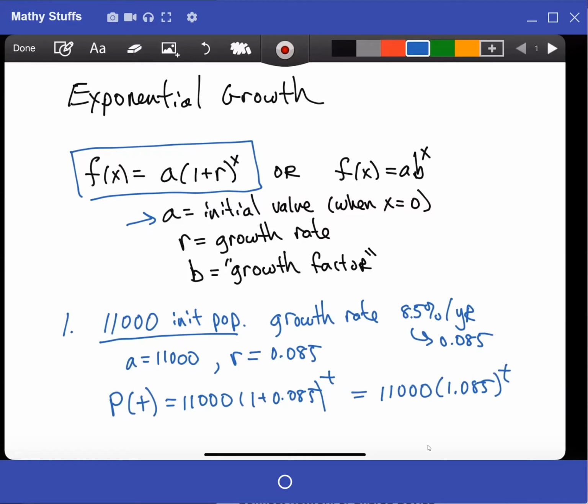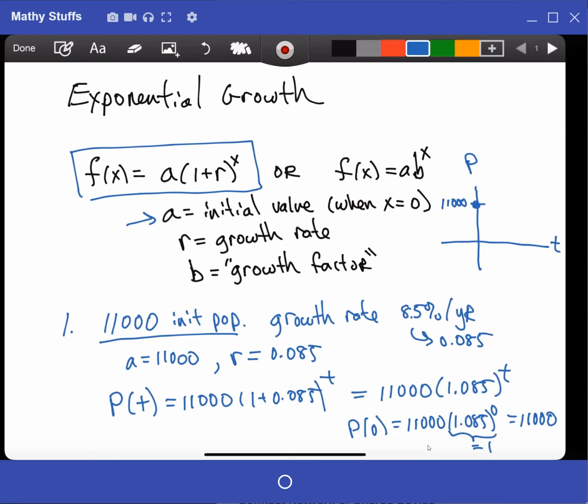All right, and if we sketch that out, I'll do a little tiny sketch right here. We'd see it looking something like this. Here's t, and here's our population. At time 0, in other words, P of 0, I've got 11,000 times 1.085 to the 0th power. Anything to the 0th power is 1. So that's just 11,000, just validating that that is my initial population and that I did set the model up correctly. So at time 0, we've got 11,000 here.